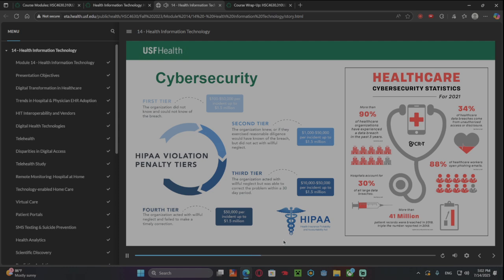More than 90% of healthcare organizations have experienced a data breach of some type, and 34% of data breaches come from unauthorized access or disclosures. A lot of this has to do with phishing emails, allowing access into systems. And with these security violations, more than 41 million patient records were breached in 2019. That's triple 2018. Healthcare hackers are individuals or groups engaged in unauthorized access or cyber attacks targeting healthcare systems.